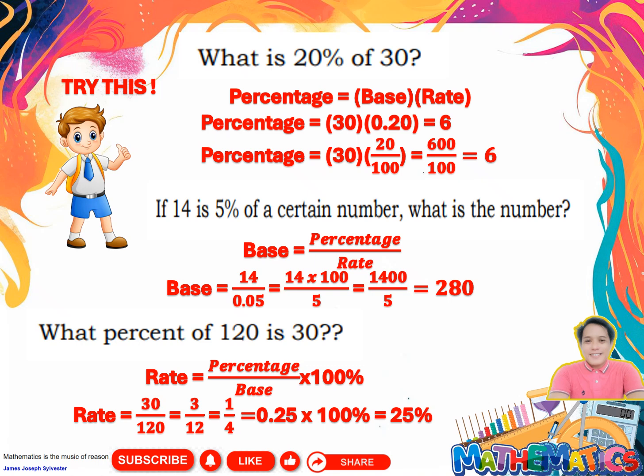In decimal form, it is 0.25, and multiply it by 100%. The answer is 25%. So the percent of 120 that is 30 is equal to 25%.